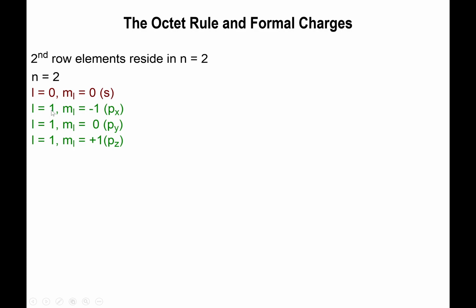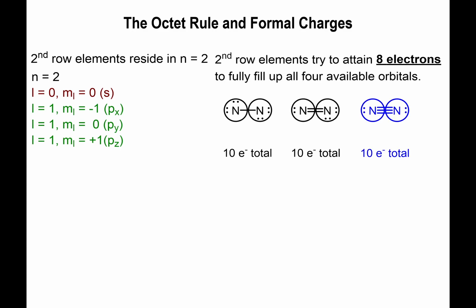But where L equals 1, m sub L could be negative 1, 0, or plus 1. In other words, you go from negative L to plus L for the values of m sub L. And that tells you that you have three different kinds of p orbitals. And altogether, you have 4 orbitals present in the second energy level. Since each one of these orbitals can take up 2 electrons, at max, you can have 8 electrons. That's what the octet rule is all about.